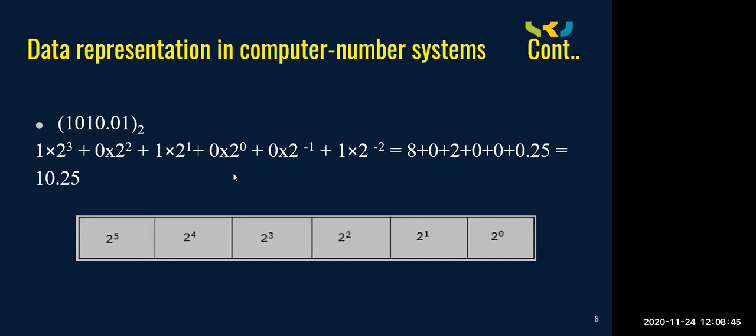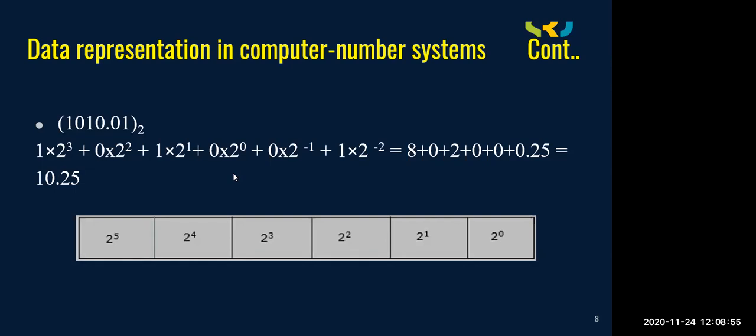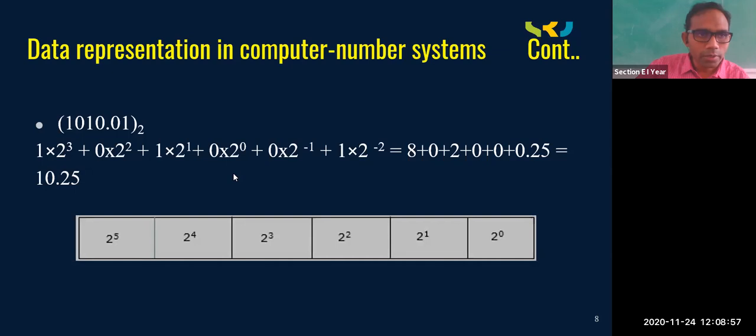Understood till this part? Yes, sir. Before the dot, take individual digits and multiply each with the corresponding power: 2 to the power of 0, 2 to the power of 1, 2 to the power of 2, 2 to the power of 3, and so on. This is the formula for the before-dot part.